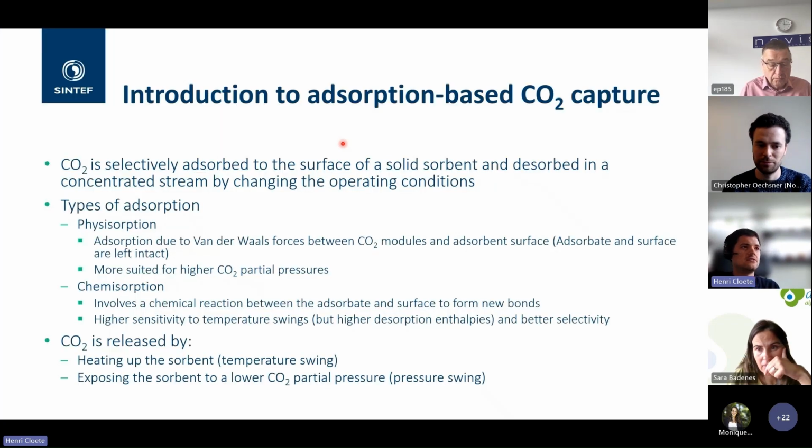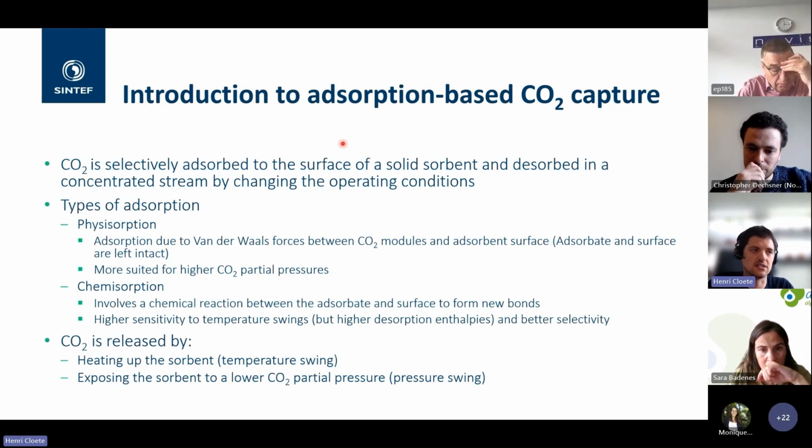Okay, so starting with the definition of adsorption-based CO2 capture, that is a process where CO2 is selectively adsorbed to the surface of a solid solvent, and then this CO2 can be desorbed again in a concentrated stream by changing the operating conditions. So overall, there are two different types of adsorption.